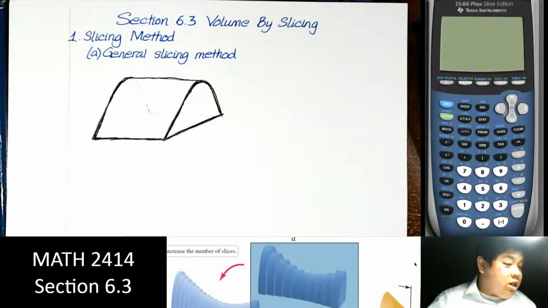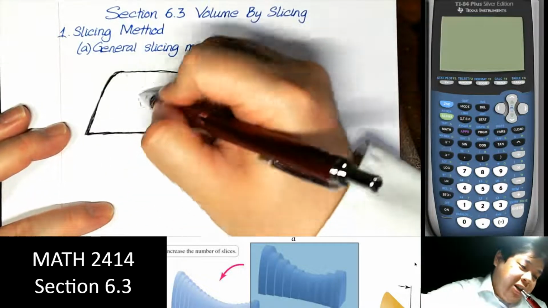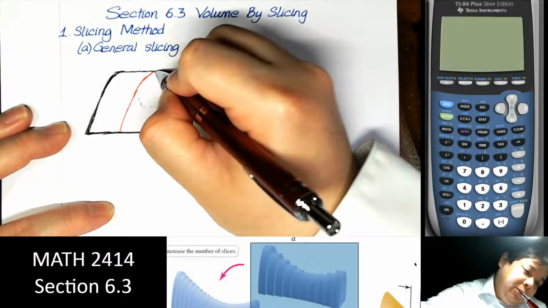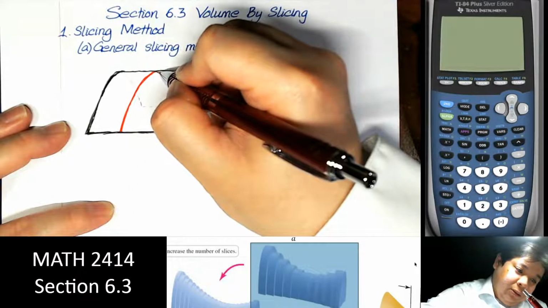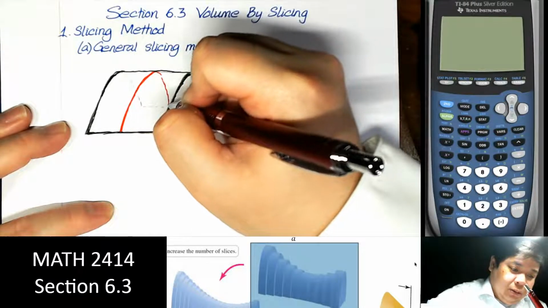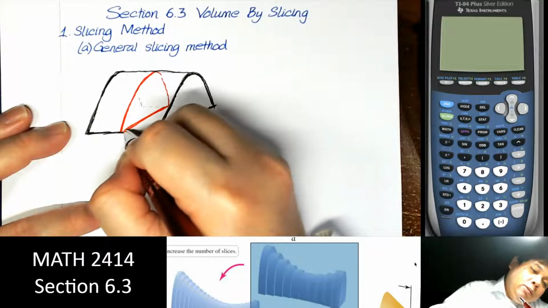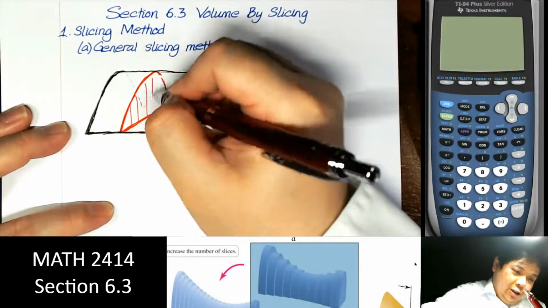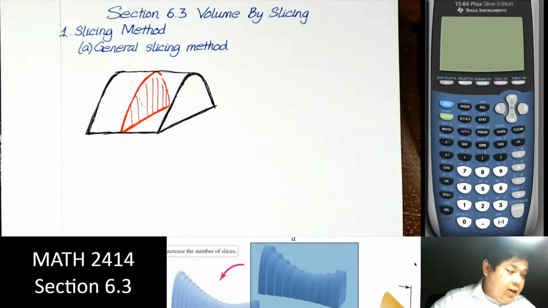Right, and then we take one slice, so we chop that into slices. So I'm going to take one slice, so that is one slice. If we can find the volume of this one slice and add all of them up, we have the volume of the whole thing, right?